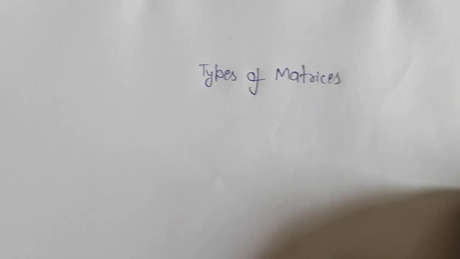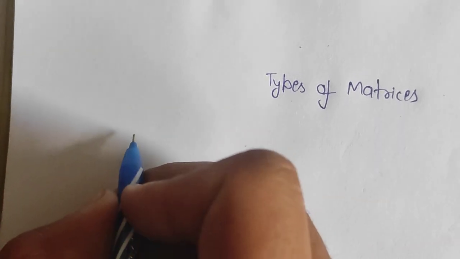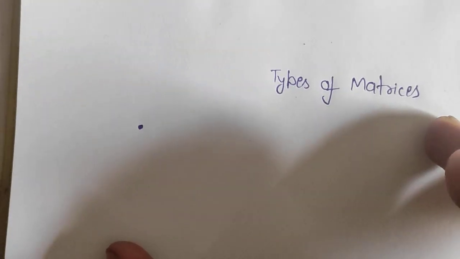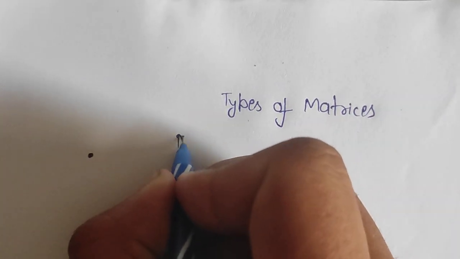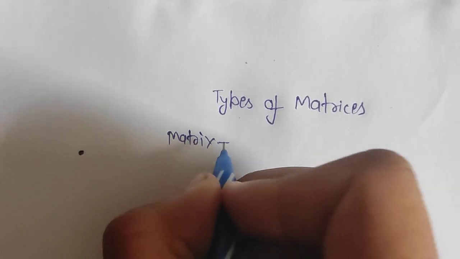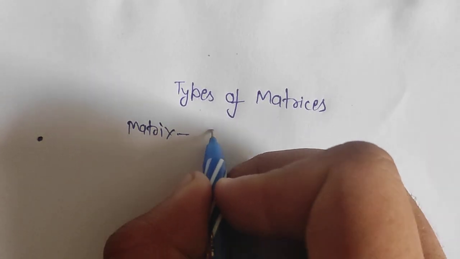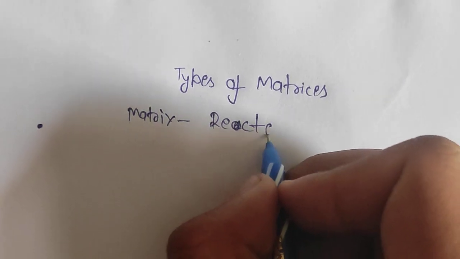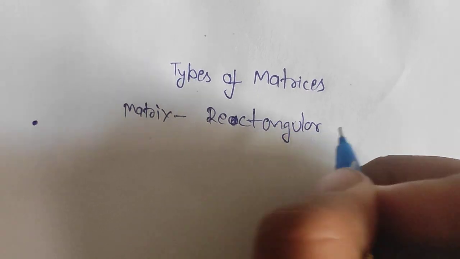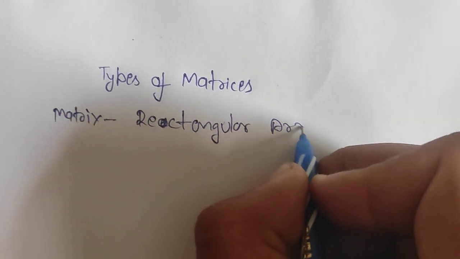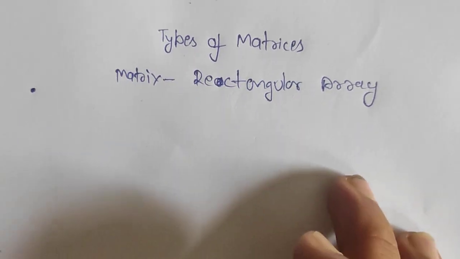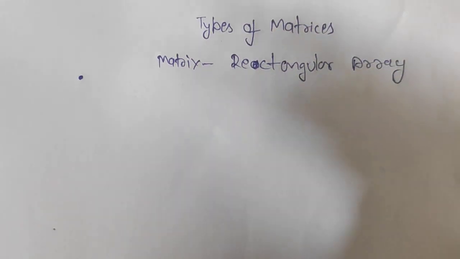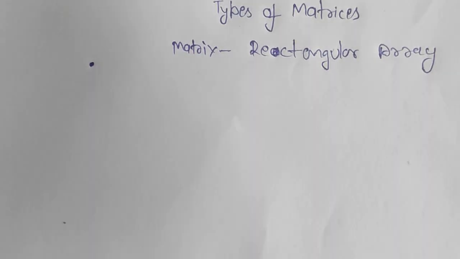Let's understand the new topic: types of matrices. There are different types of matrices. First we introduce the matrix, and we know what a matrix is. A matrix is a rectangular arrangement, basically a rectangular array. So the types of matrices can be obtained by different types of arrangement.